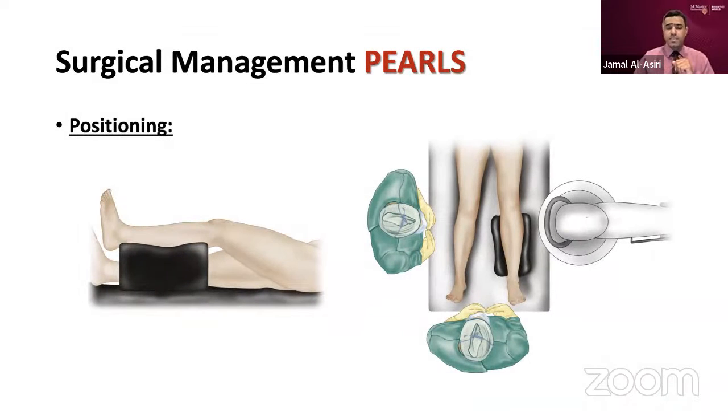Positioning: putting a radiolucent distal platform will help to elevate and prevent the overlap, especially when you get the lateral view. Having a bump under the ipsilateral, same side hip will help with maintaining the rotation of the distal Pilon fracture during the reduction.